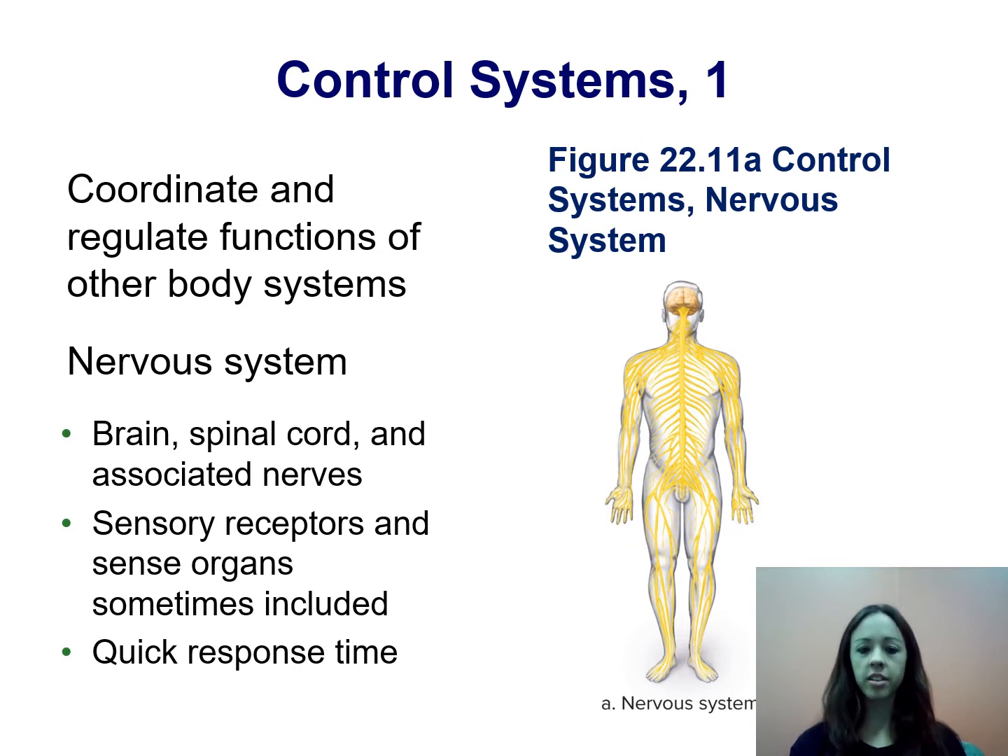Two systems involved in regulating the other systems of the body include the nervous and the endocrine system. The nervous system consists of the brain, the spinal cord, and various nerves. These are responsible for communication between and control of the various organ systems.